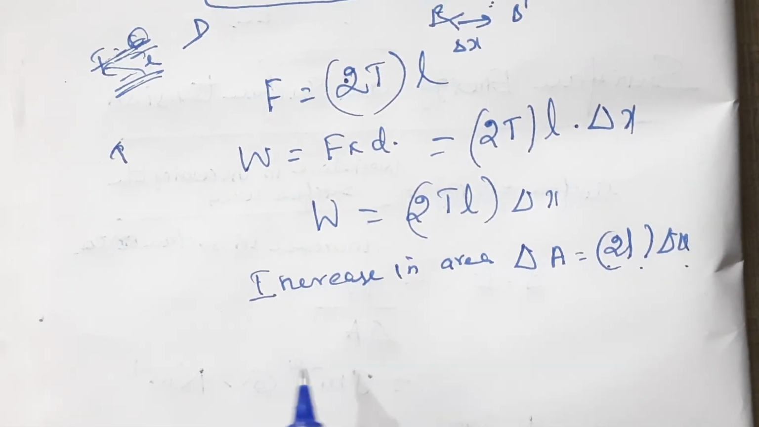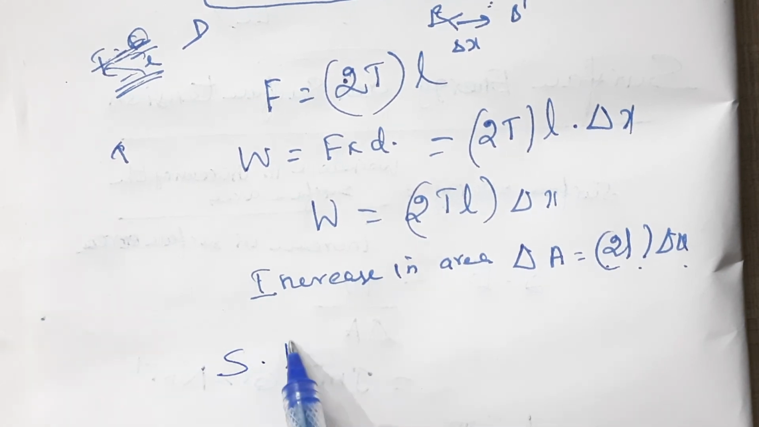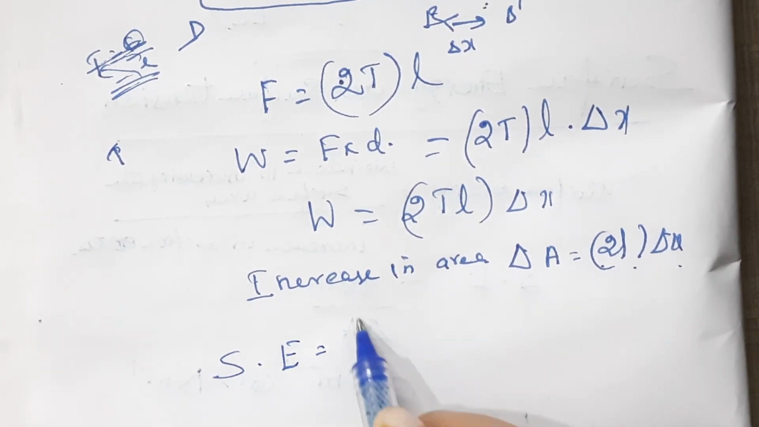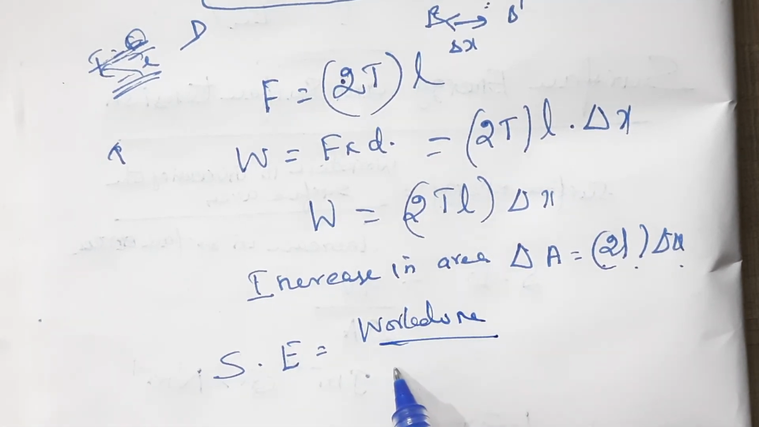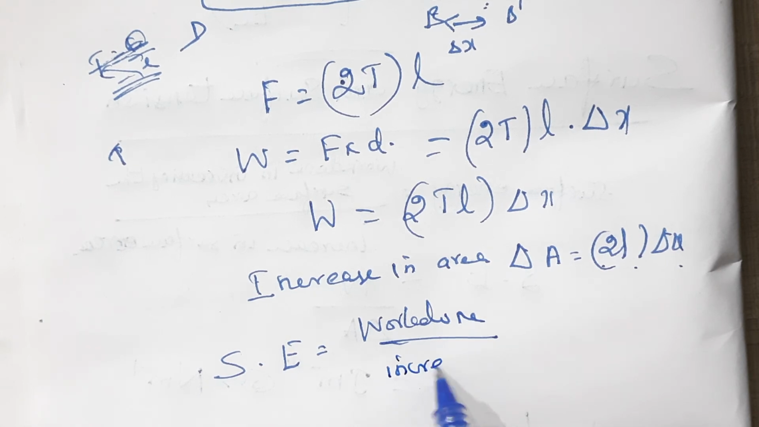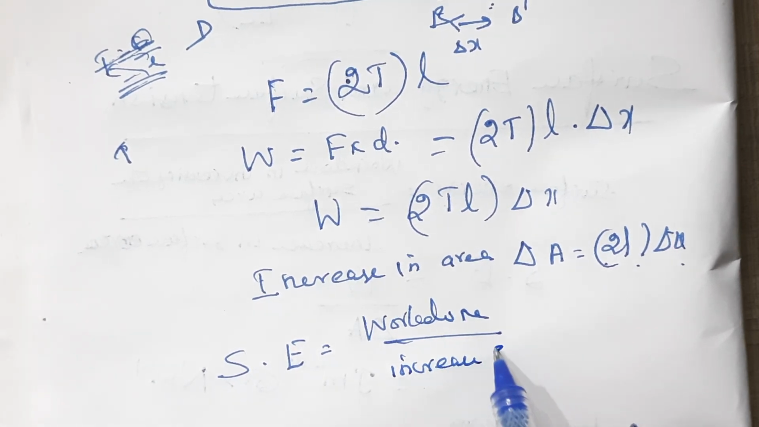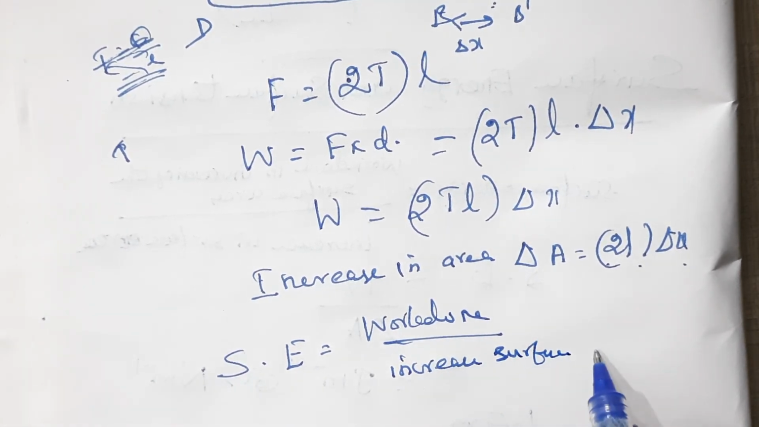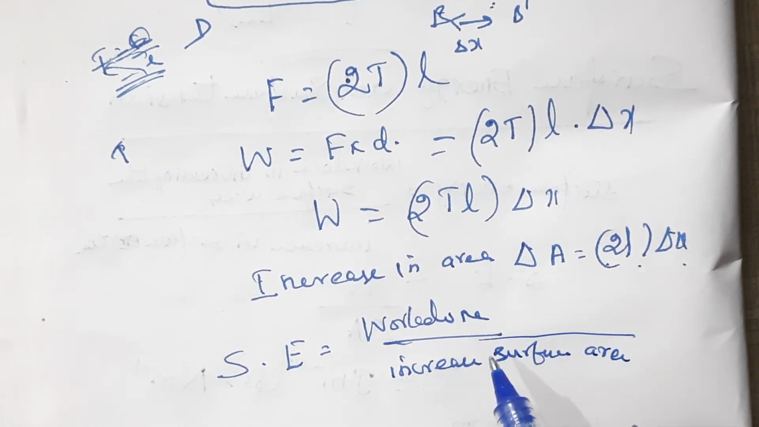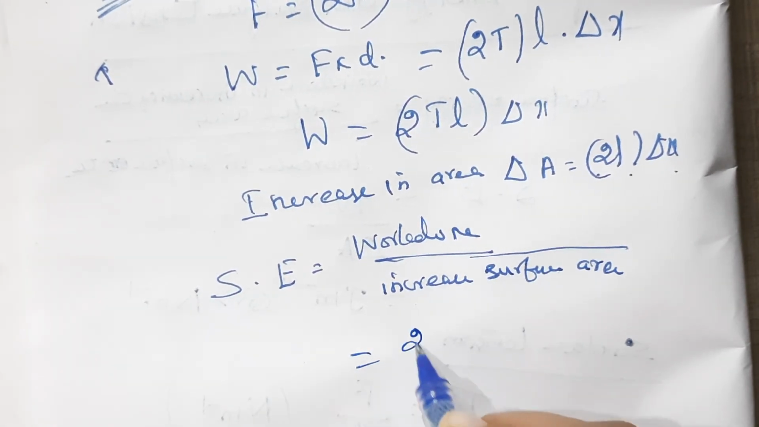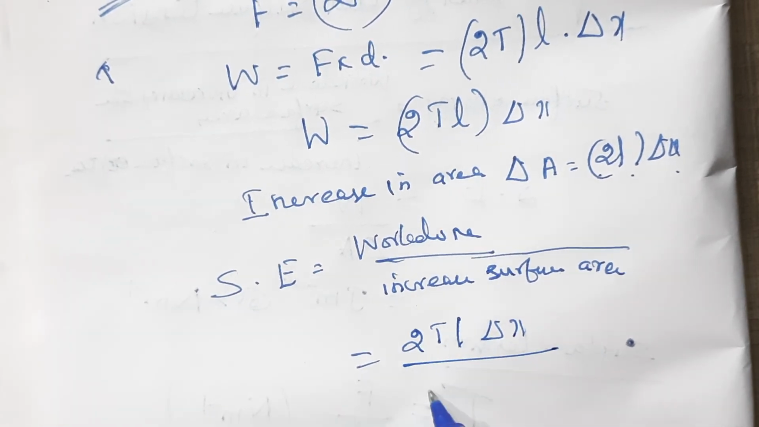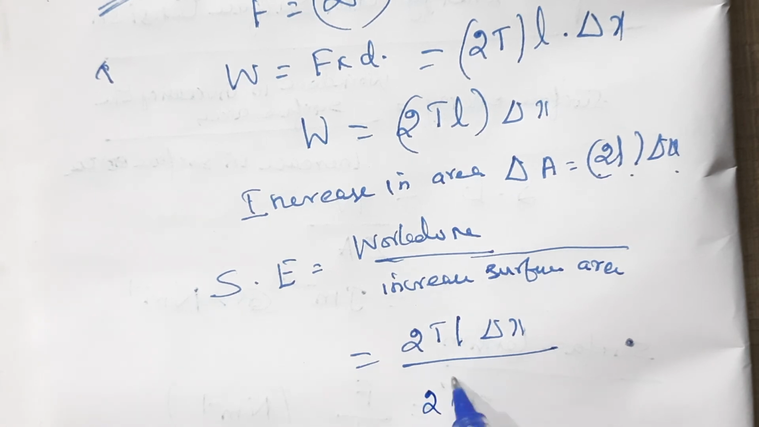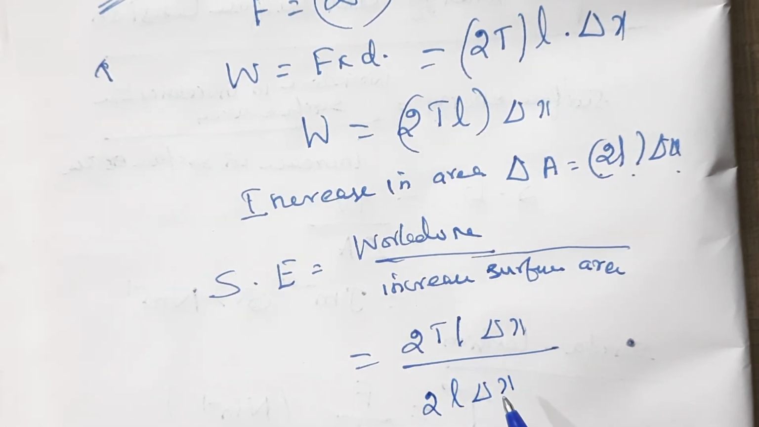Now let's find the relationship. What is surface energy? Surface energy is the work done in increasing the surface area divided by the increase in area. Am I right? So what is the work done? 2T L delta x, divided by the increase in area, 2L into delta x.